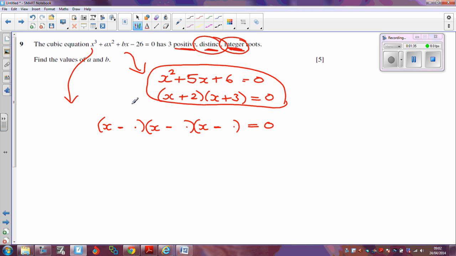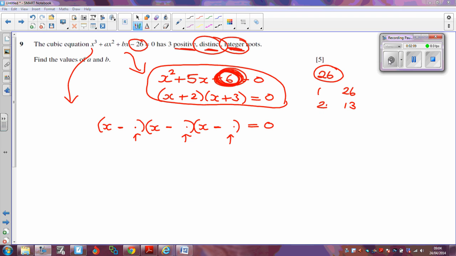So all we actually have to do here is work out what these three numbers are. Now the clue here is, in this case for the quadratic, the 6 comes from multiplying these two numbers together. For a cubic, this minus 26 comes from doing this number multiplied by this number multiplied by this number. So let's have a look at 26, and let's have a look at the factors of 26. Well, 26 can only be written as 1 times 26 and 2 times 13.